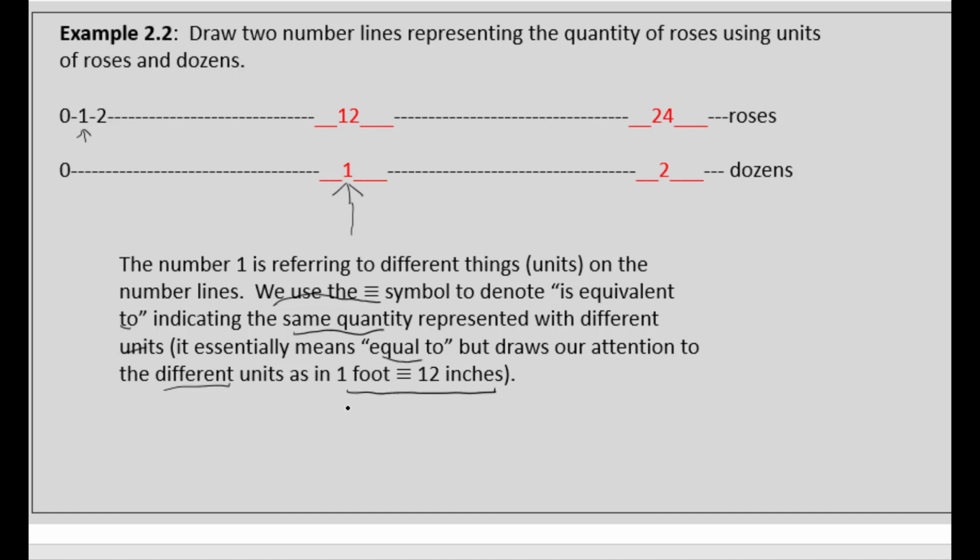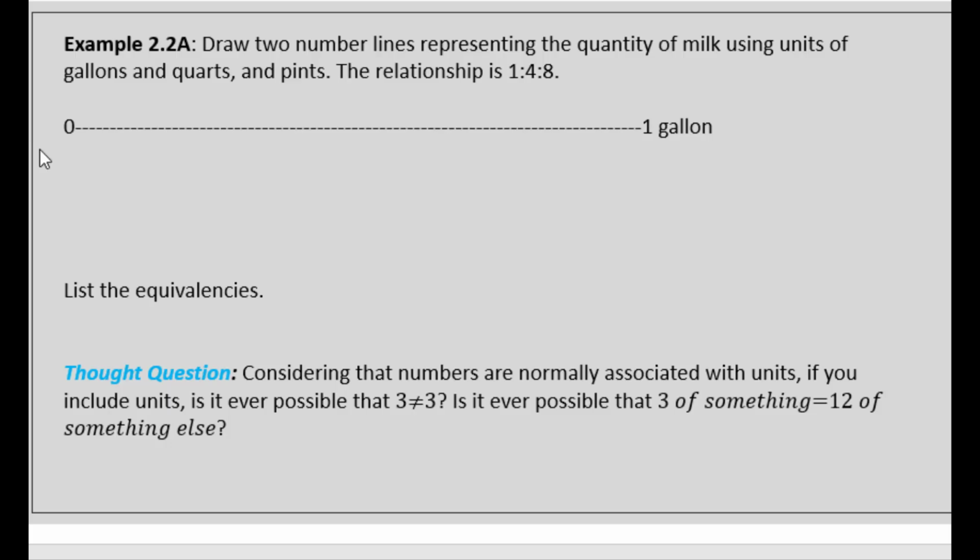We normally would just write 1 foot equals 12 inches, which is fine, but this at least draws our attention to the fact that we're dealing with different units. So this one you're responsible for turning in because it's 2.2a.